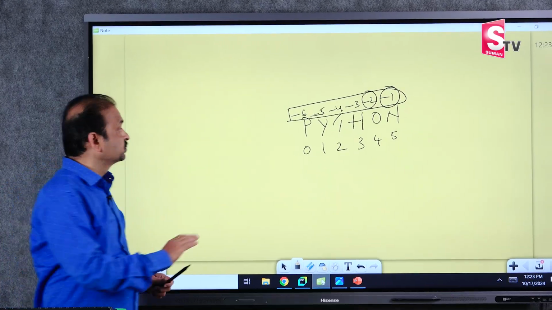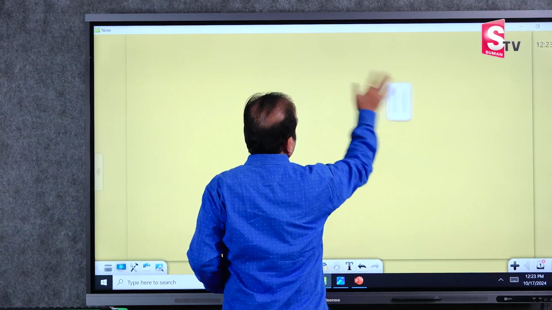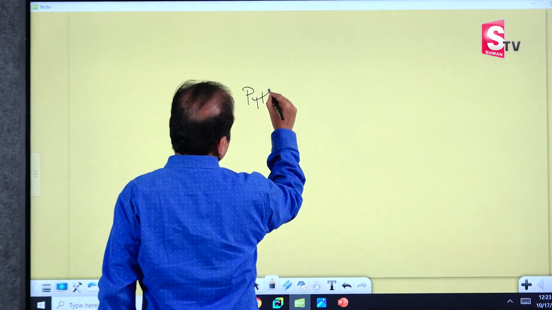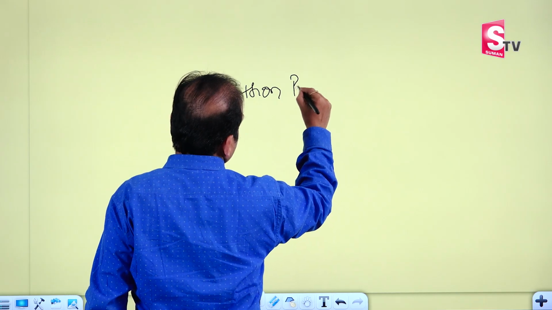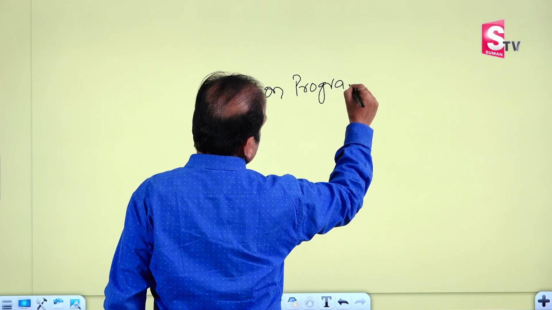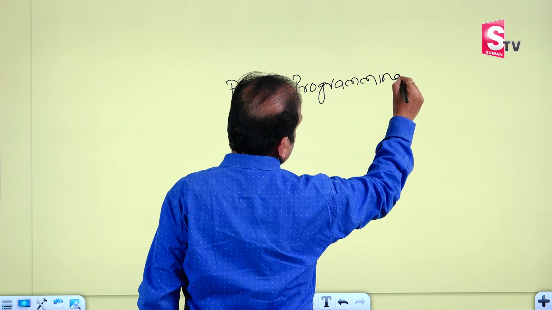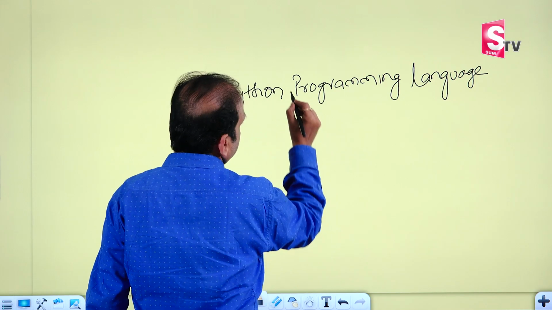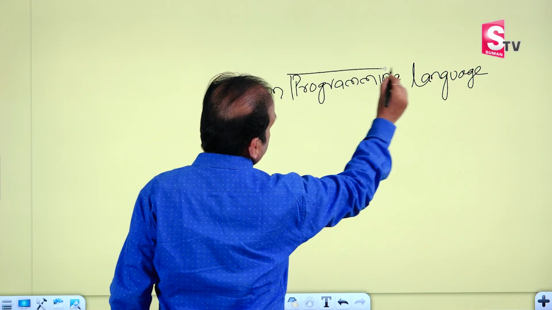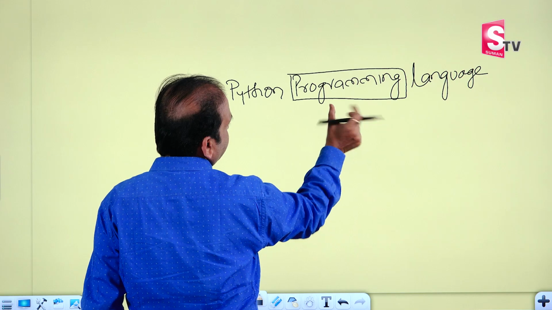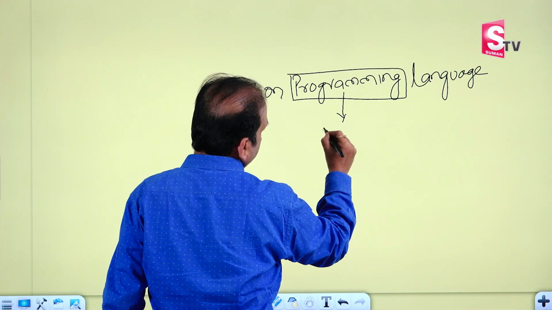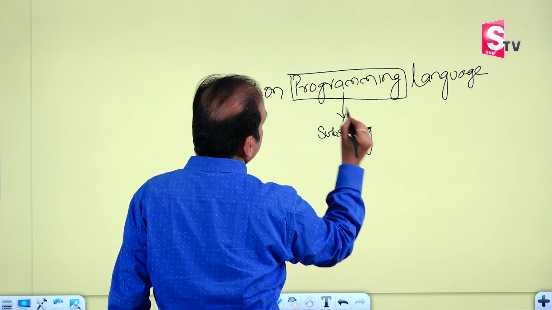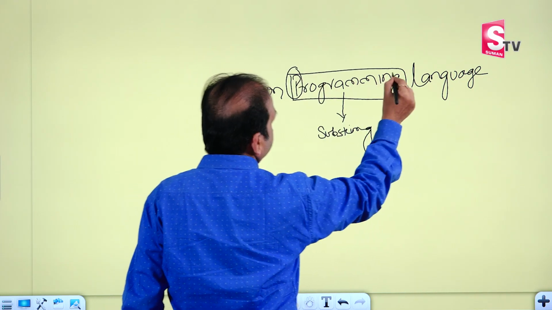If you want to access a portion of the string, for example, my string contains Python programming language. This is my string. I want to access from this point to this point. This substring, I want to access. From this string, I want to access this substring. So we should know the index number of P and this G.